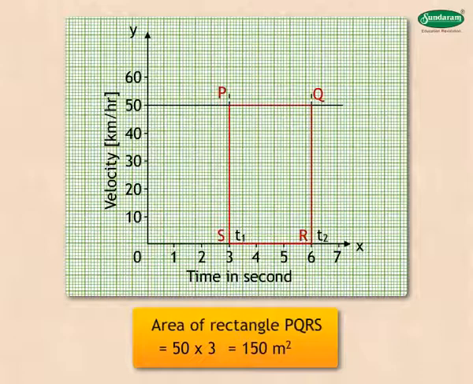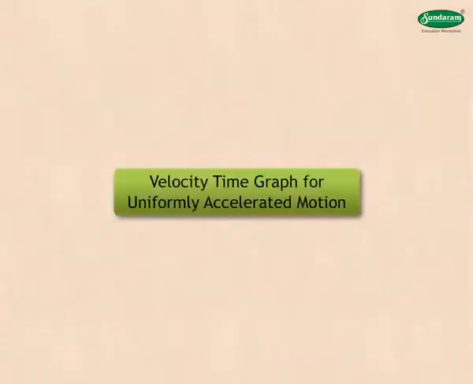What does the area represent? The area highlights the distance covered by the body in 3 hours. Velocity time graph for uniformly accelerated motion.